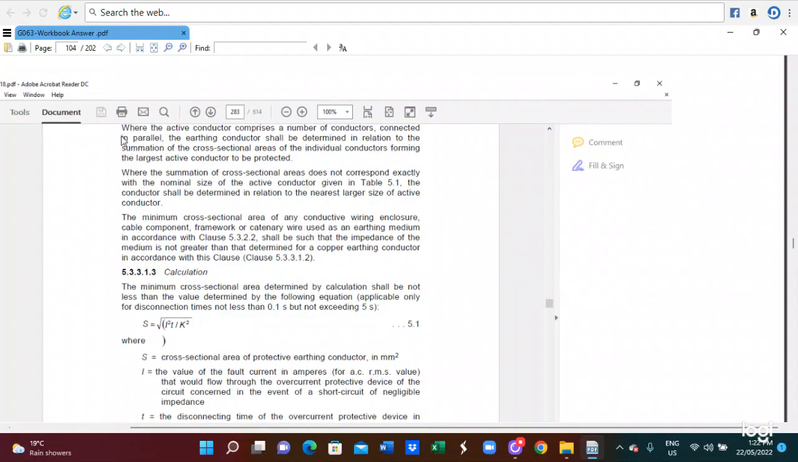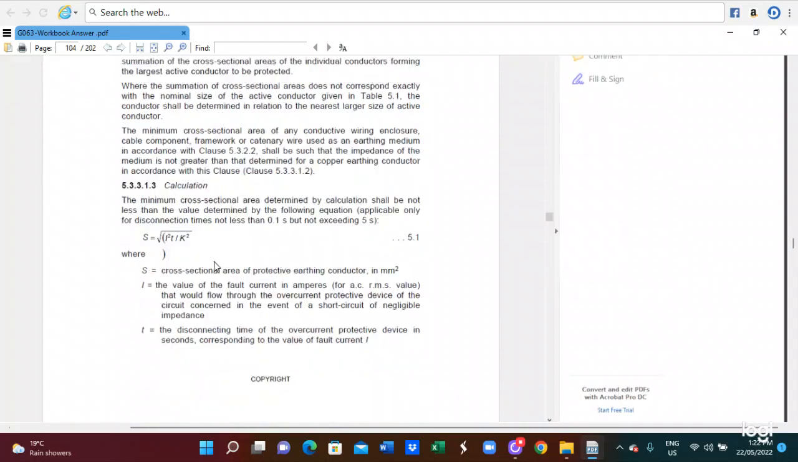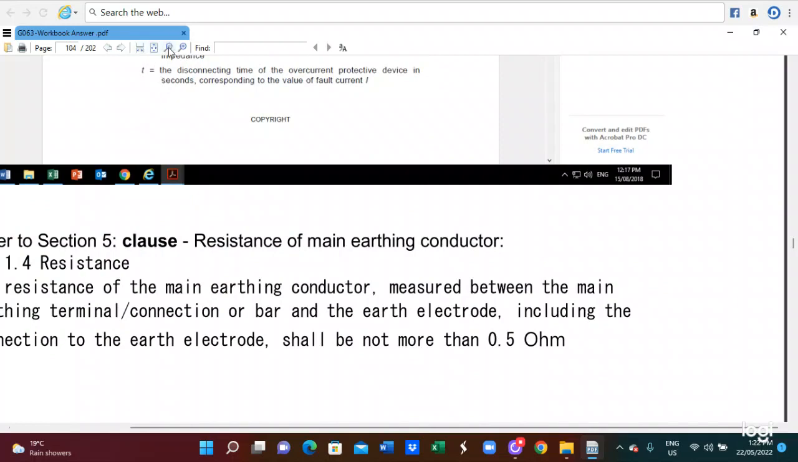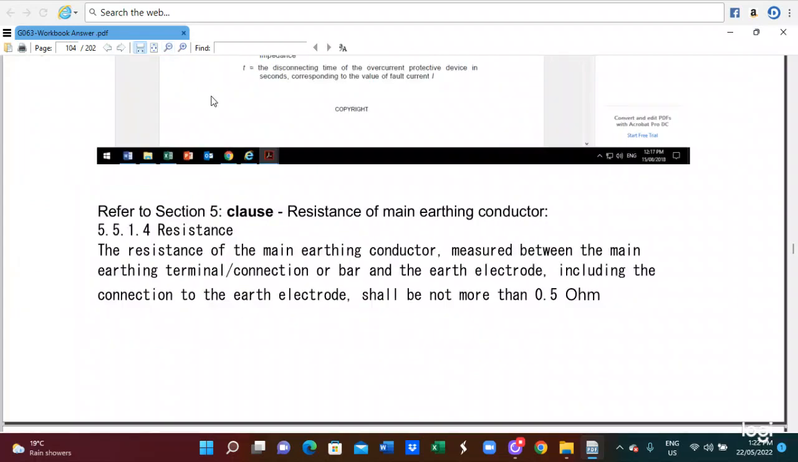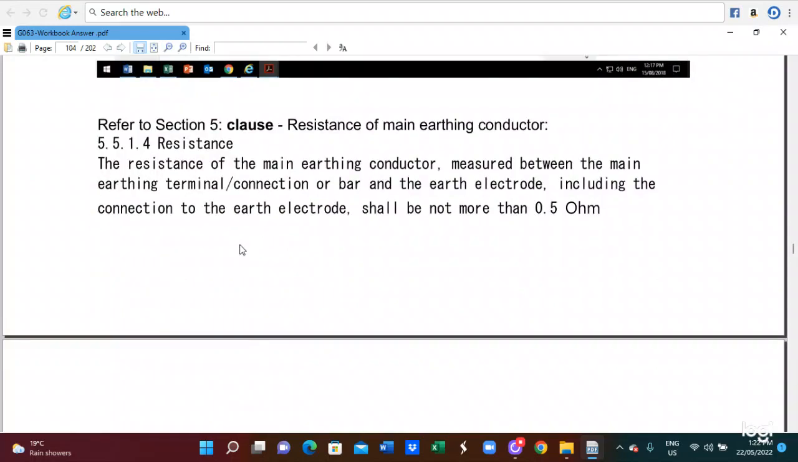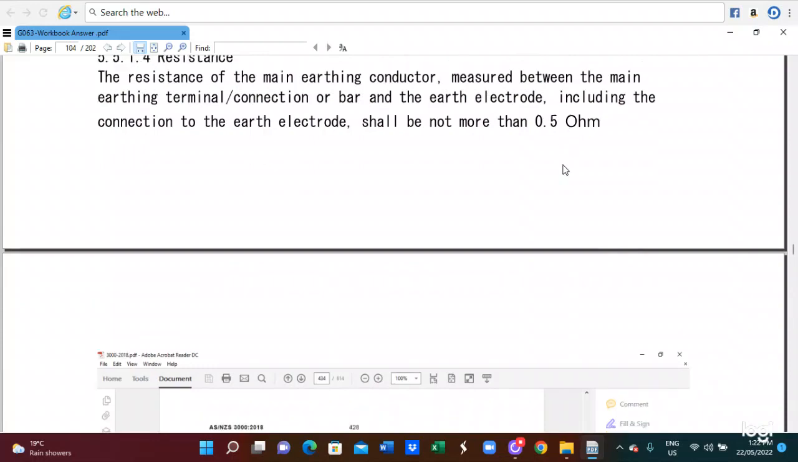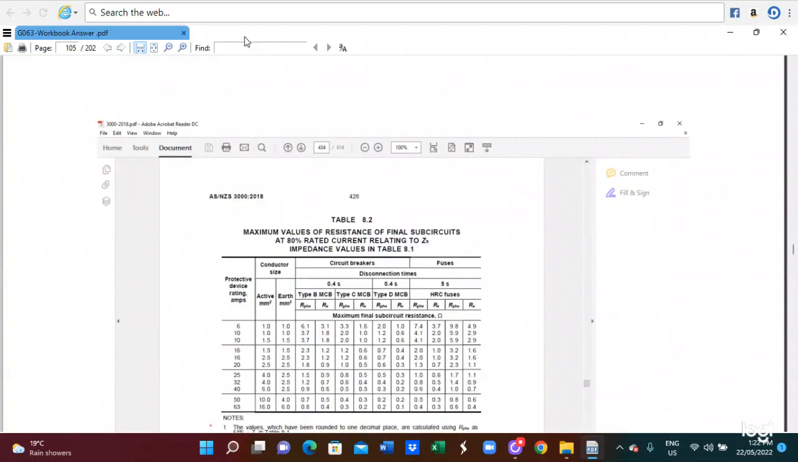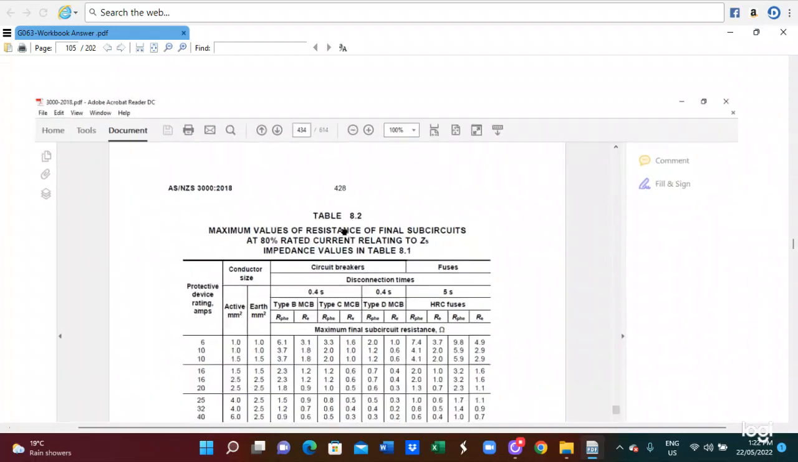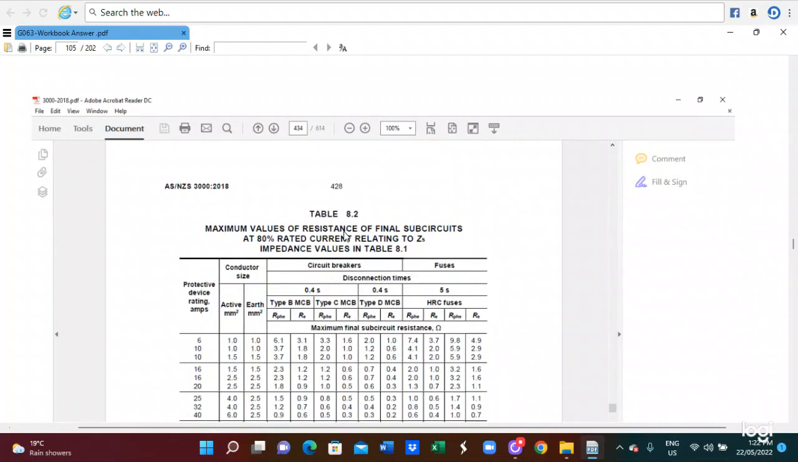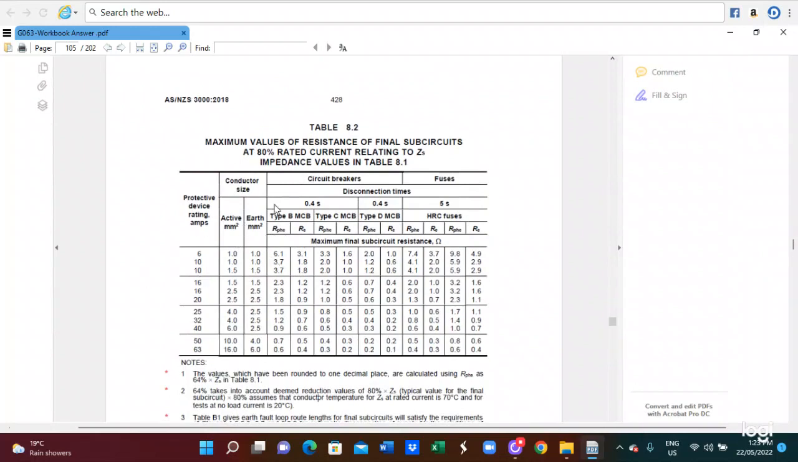And 3.1.3 is a calculation method for the cross-sectional area. And also, section 5.5.1.4 is the resistance of the main earthing conductor. You can read from here. The resistance of the main earthing conductor is not more than 0.5 ohm. In this case, you also have to follow 5.8.2, the minimum value of the resistance of the final circuit. So this is the minimum value of the resistance of the final circuit. You also refer to this table.